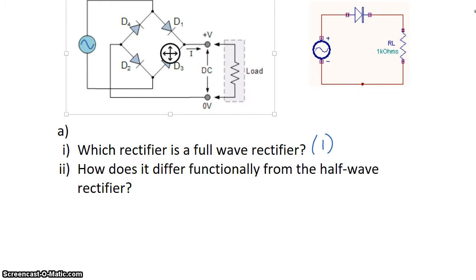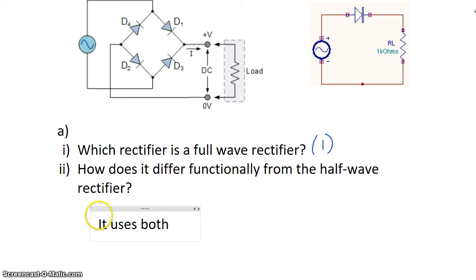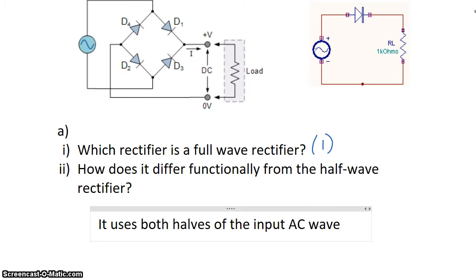So how does it differ functionally from the half wave rectifier? It uses both halves of the input AC wave and transforms them so that they're both positive.